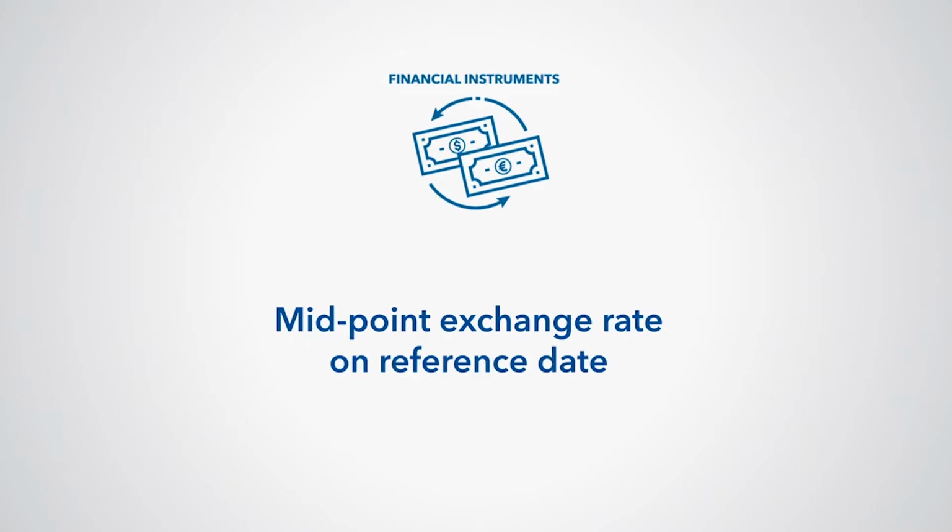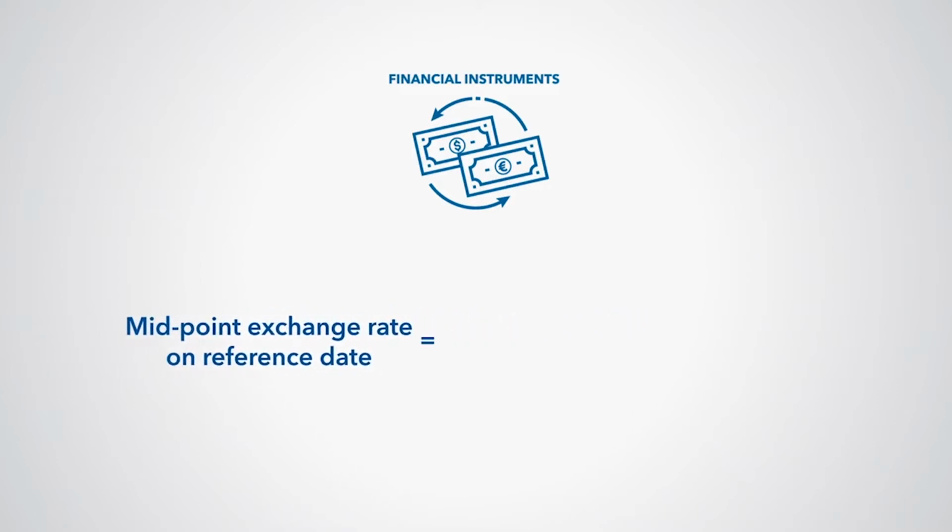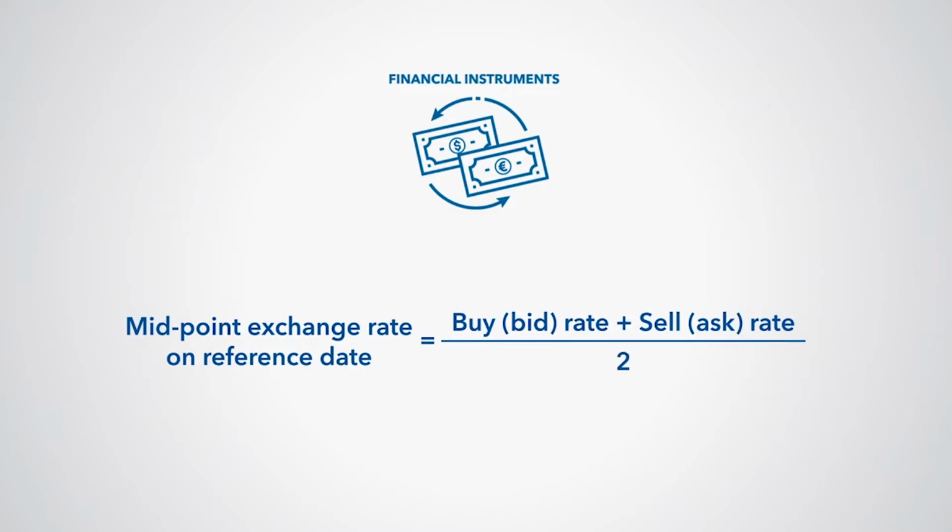date, transaction date, opening or closing balance date. The midpoint exchange rate is calculated by adding the bid and the ask, buy and sell, exchange rate valid on the reference date, or the closest previous date if markets are closed, and dividing by 2.